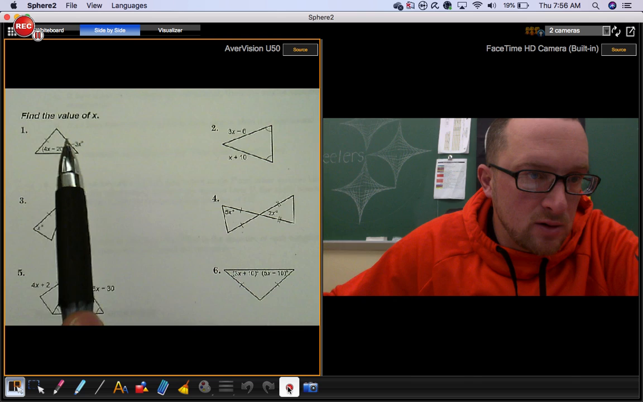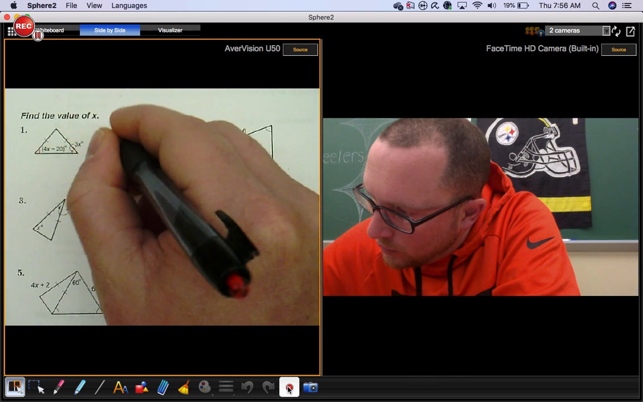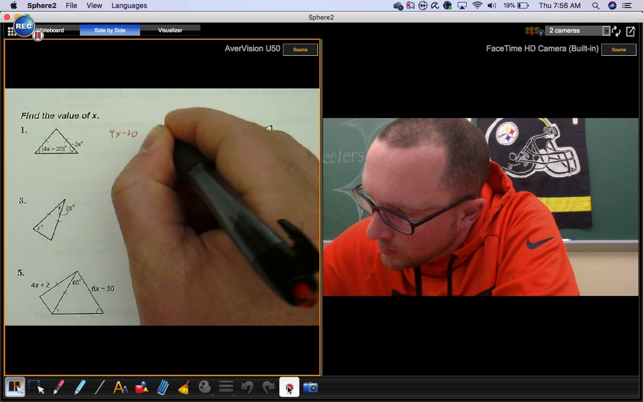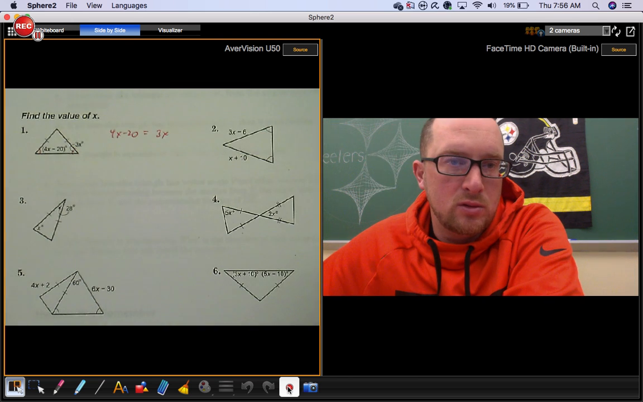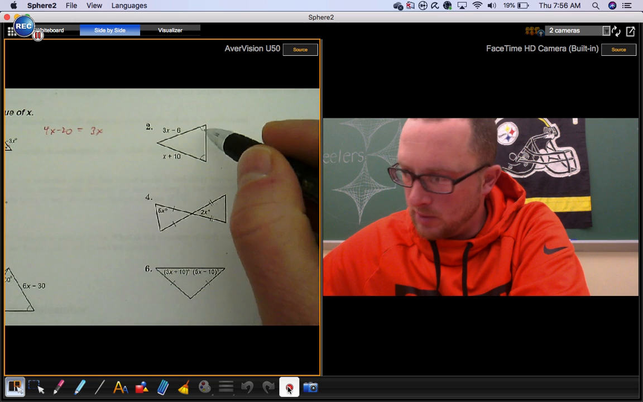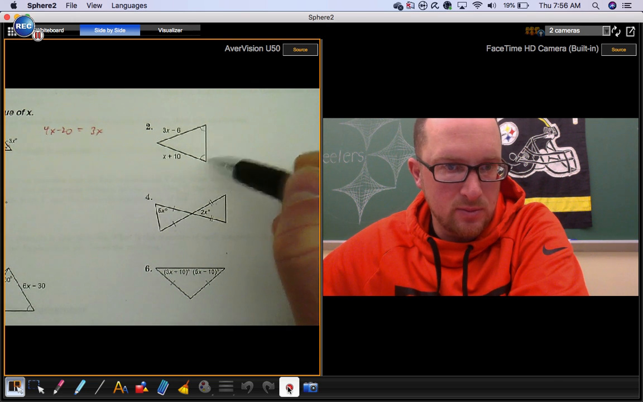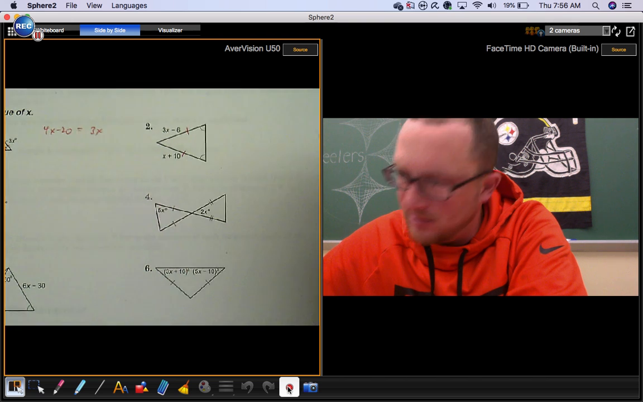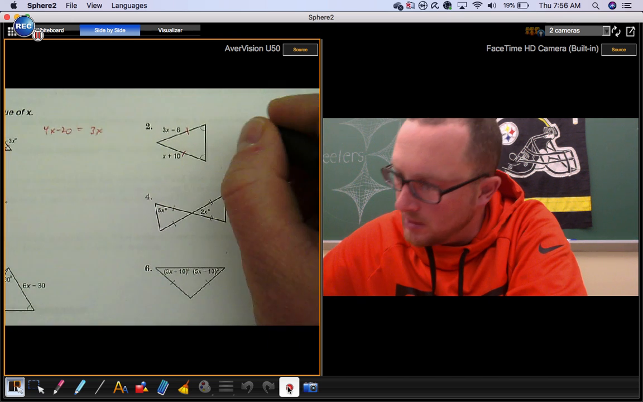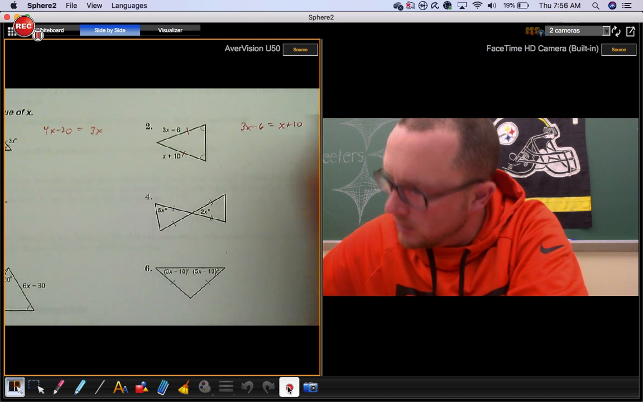Two legs are congruent, so then the two base angles are congruent. So this 4x minus 20 and this 3x are equal. Solve for x. Number two, they give you two base angles, so they're the same. What do you know about these legs then? They're the same. So 3x minus 6 and x plus 10, they're the same.